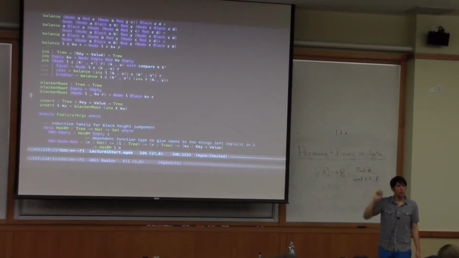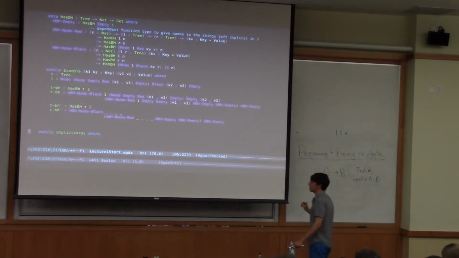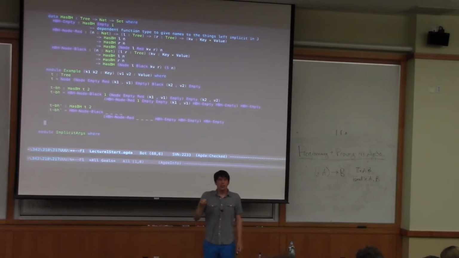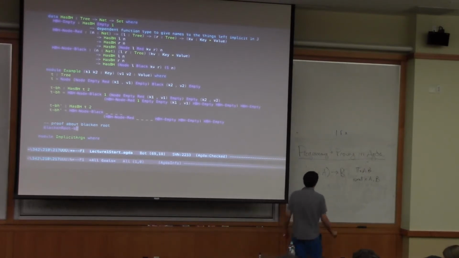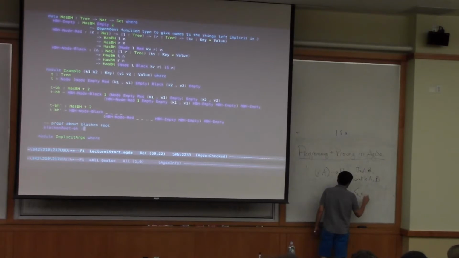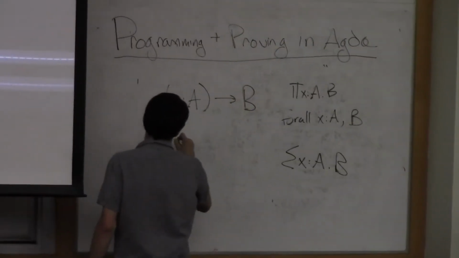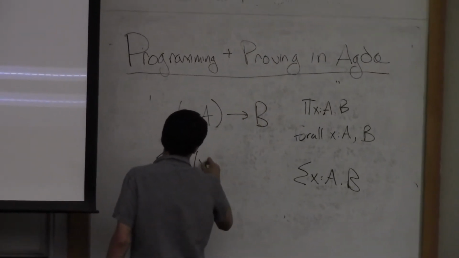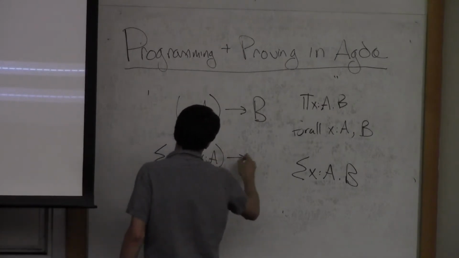So what we'll prove about black and root down below is that if you give me a tree with a black height, then black and root of t will be a tree that also has some black height. And the way we'll represent some is with what's called a dependent pair type, or a sigma type, which is written sigma x colon a dot b, okay? Or in Agda, sigma of, it's a little bit funny, backslash x colon a arrow b.